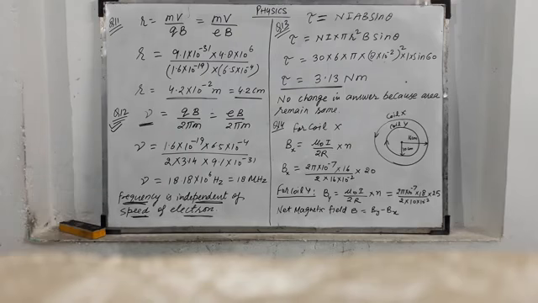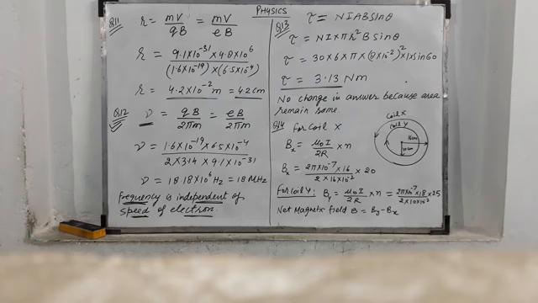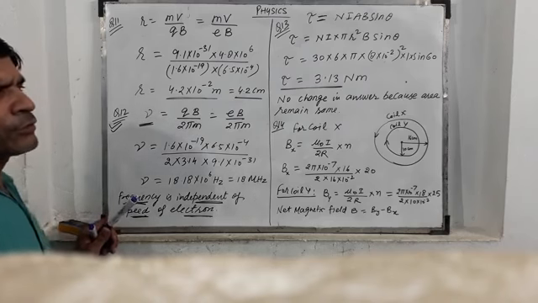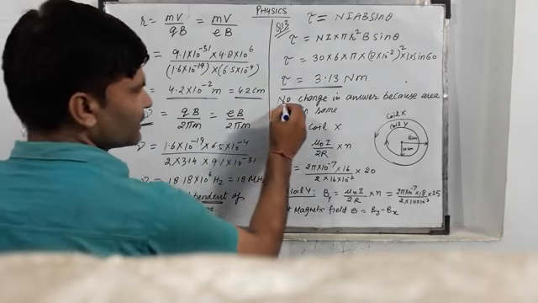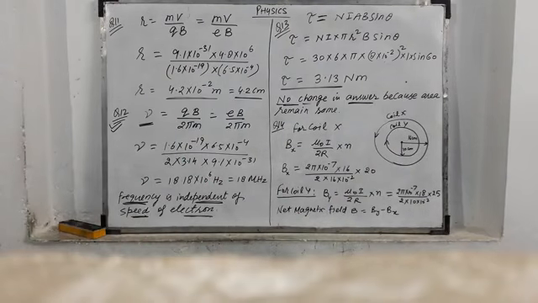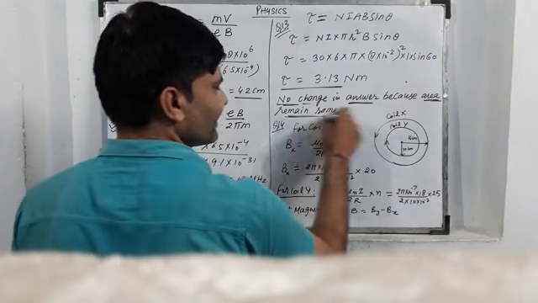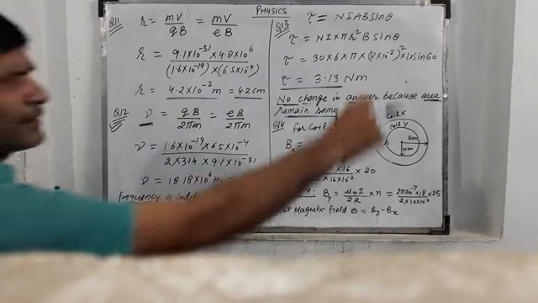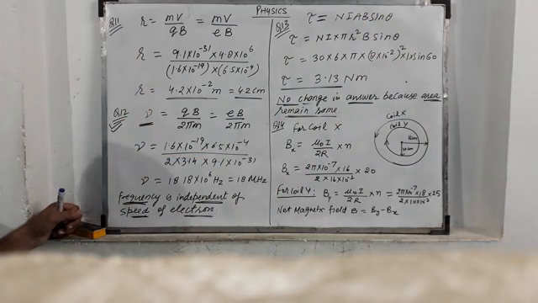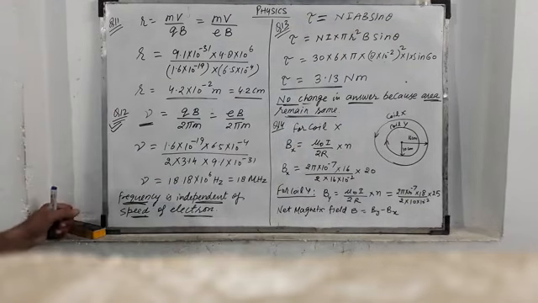Now the question is asking if the coil is not circular, then is there a change in the answer or not. So the answer is no change, because the question says that the area remains the same, and when the area remains the same, then there is no effect. For any shape the torque remains the same.